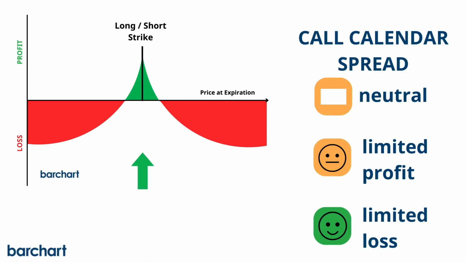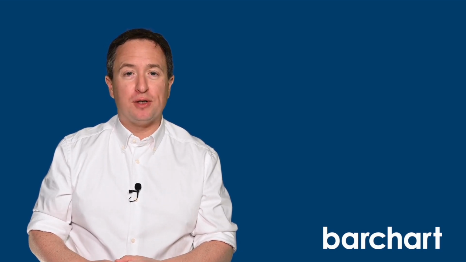The maximum profit of a long call calendar spread happens when the underlying asset's price trades at exactly the strike at the short call's expiration. If that happens, the short call expires worthless, while the long call becomes more valuable.